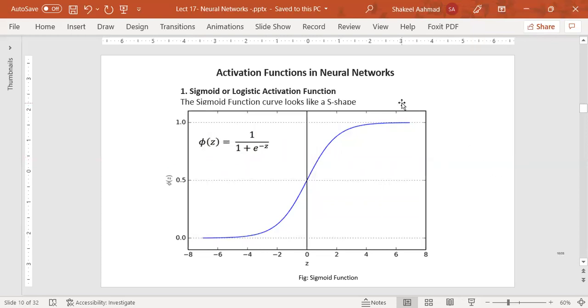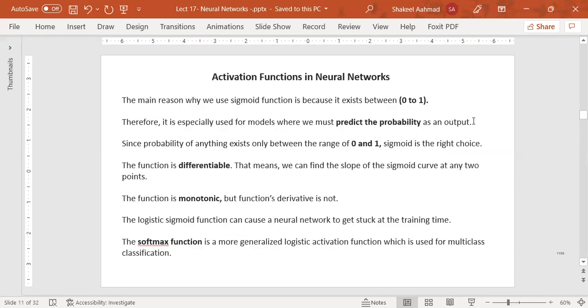We are going to use the sigmoid or logistic activation function because the sigmoid activation function curve looks like an S shape, and it will provide us values between 0 and 1. The sigmoid function is used in cases where we need an output which ranges from 0 to 1. The main reason why we use the sigmoid function is because it exists between 0 and 1. Therefore, it is especially used for models where we must predict the probability as an output. Since the probability of anything exists only between the range of 0 and 1, sigmoid is the right choice in our example.